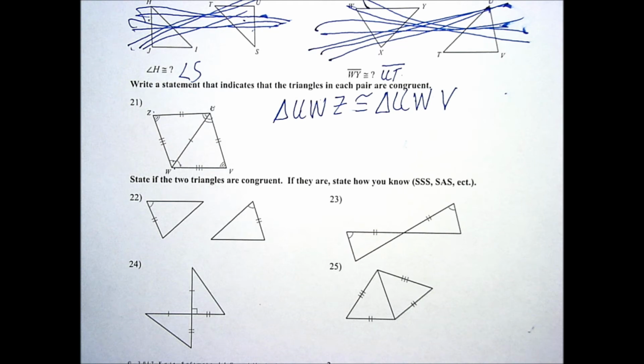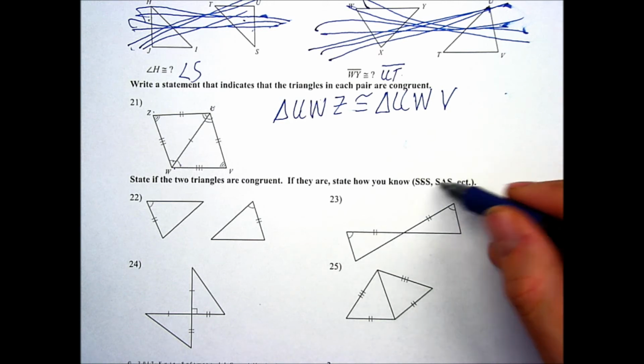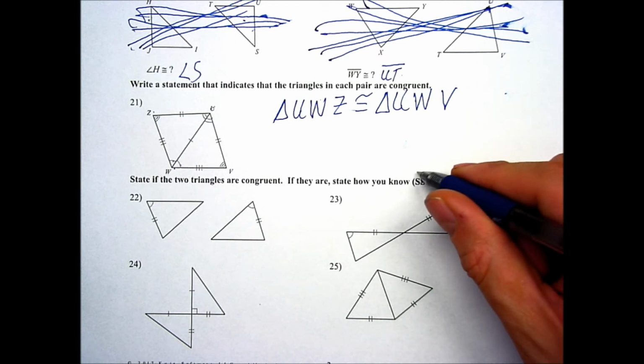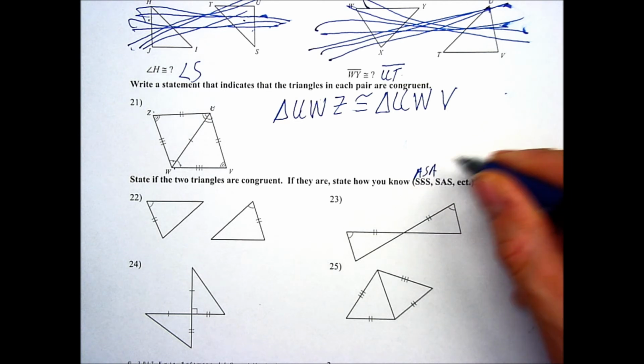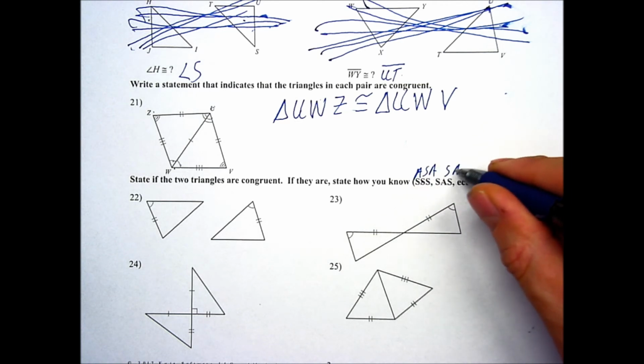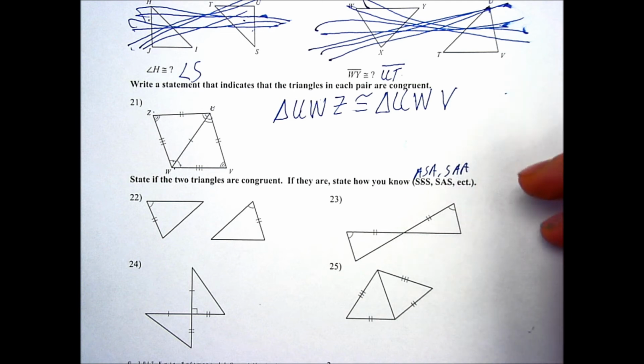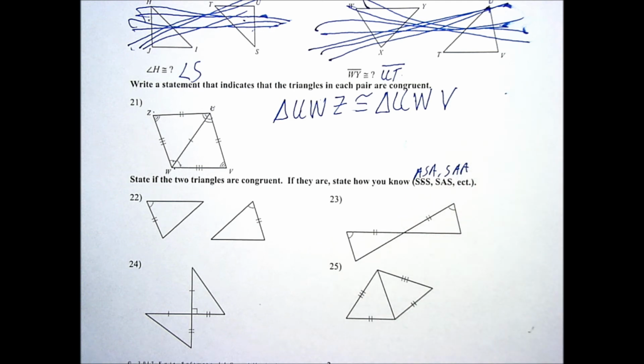Alright, question 22 through 25. Some of these triangles are congruent. Some of them are not necessarily congruent. So the congruence postulates, there's two of them written here for you. Side, side, side, side, angle, side. The other two postulates are angle, side, angle, and side angle. These are the congruence postulates for triangles. If it's not one of these four postulates, then it's not necessarily a congruent set of triangles.